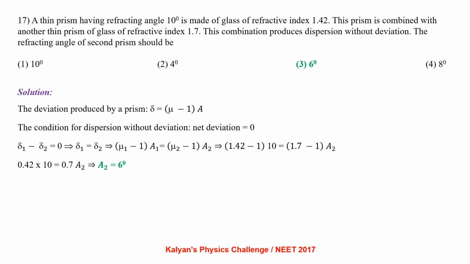Given the condition, the combination should be producing dispersion without any deviation. So the net deviation should be 0. The deviation produced by a prism is given by delta equal to (mu minus 1) A. So the deviation produced by the first prism is (mu1 minus 1) A1, and that of the second prism is (mu2 minus 1) A2. By substituting the given values, we get A2 equal to 6 degrees.